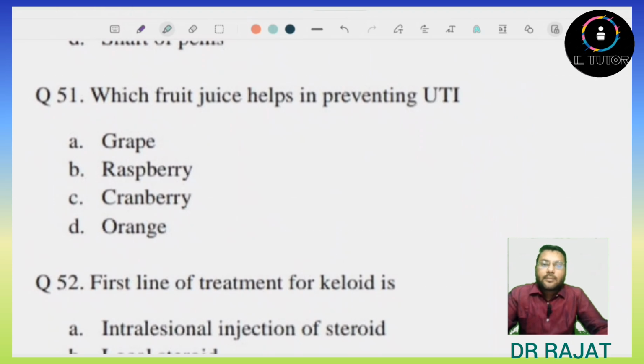Which fruit juice helps in preventing UTI? Among the following options are grape, raspberry, cranberry and orange. From the given options, cranberry juice is used for preventing UTI because the components present in the cranberry help in preventing the adhesion of bacteria, which will prevent the UTI. So the answer here is cranberry.